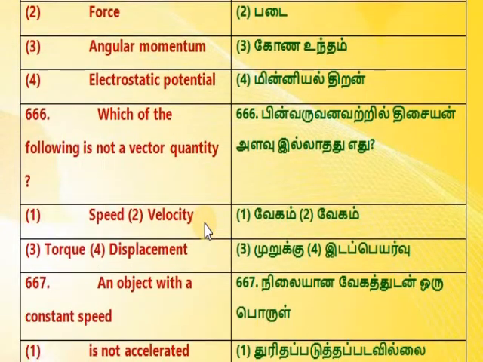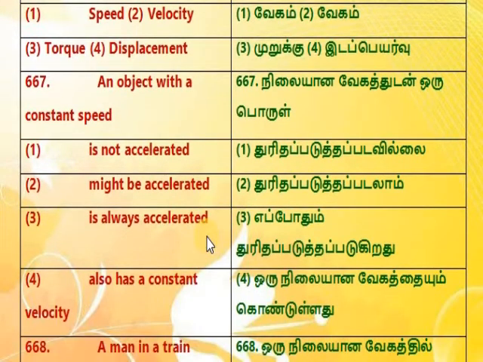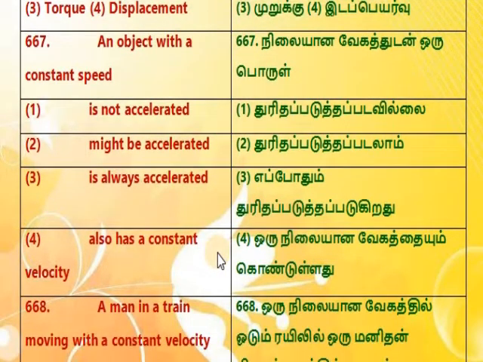666. Which of the following is not a vector quantity? 1. Speed, 2. Velocity, 3. Torque, 4. Displacement. 667. An object with a constant speed: 1. Is not accelerated, 2. Might be accelerated, 3. Is always accelerated, 4. Also has a constant velocity.